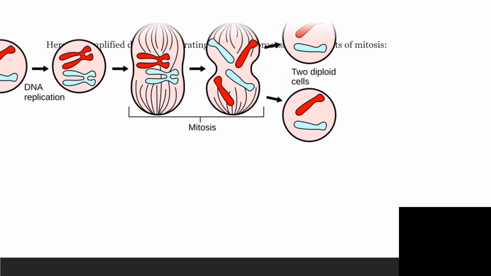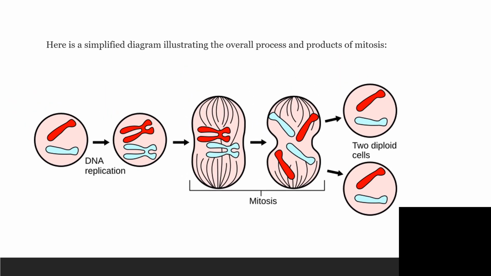So here is a simplified diagram illustrating the overall process and the products of mitosis. As you can see here, first the DNA is replicated and then the cells are divided into two diploid cells.